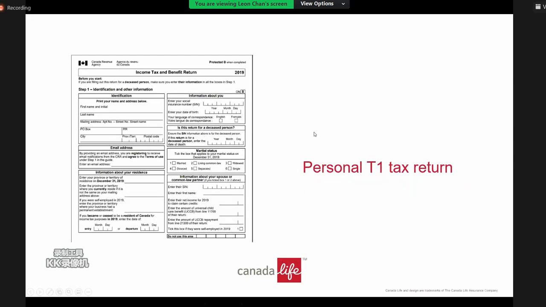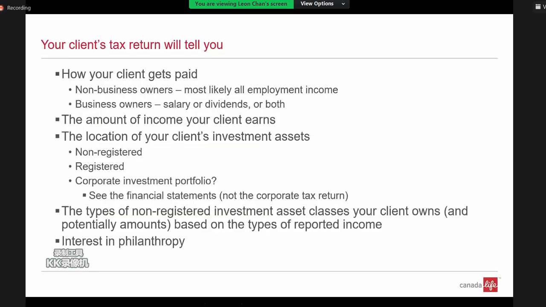Okay, great. In the next section, I really wanted to quickly cover the personal T1 tax return. I found a way to pull some of the sections of that T1 out just to quickly talk about it. I'd say that the client's tax return tells us a lot of very important information. We can look at it a few ways.